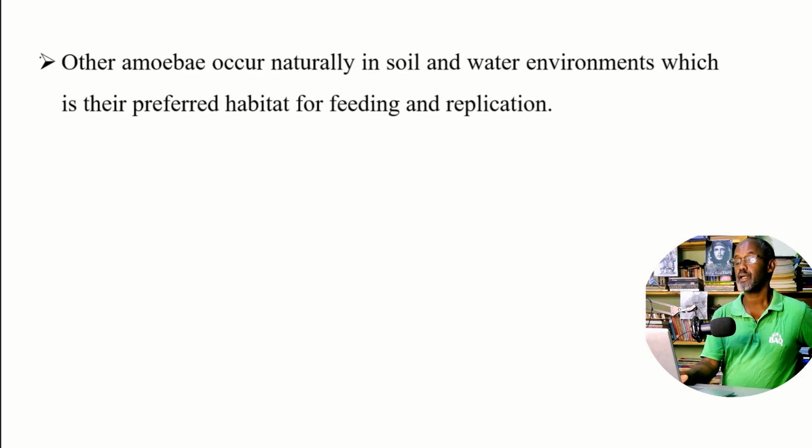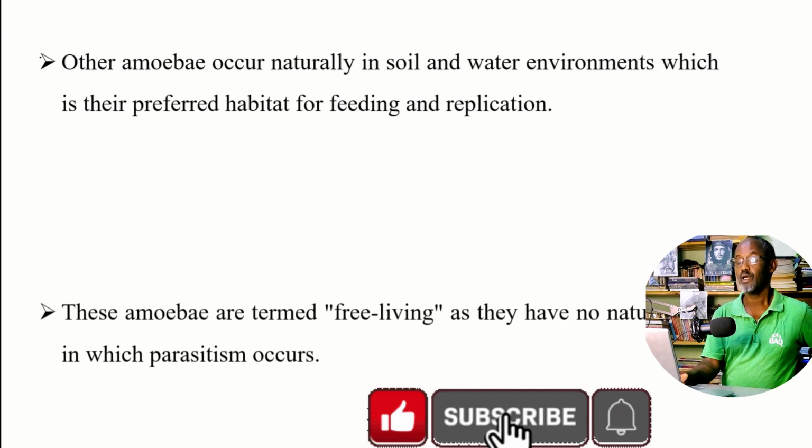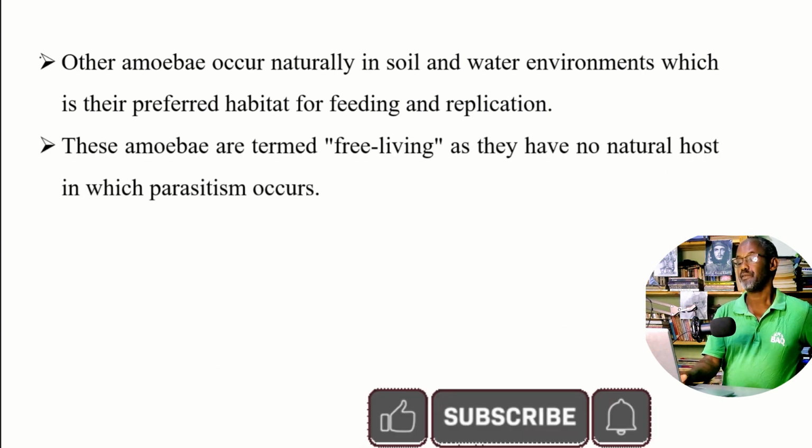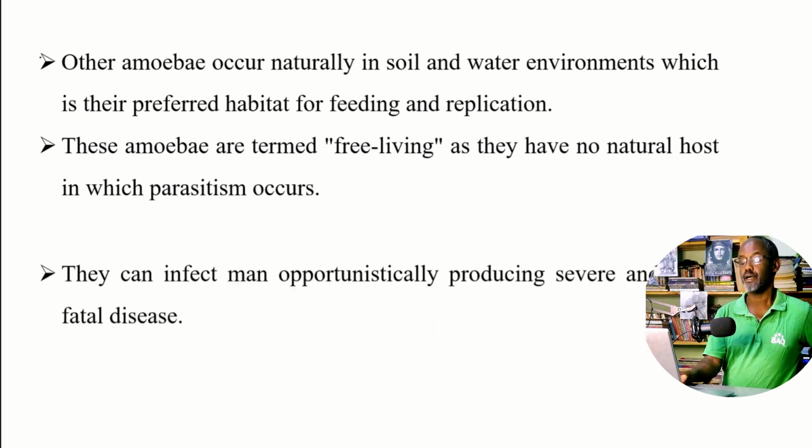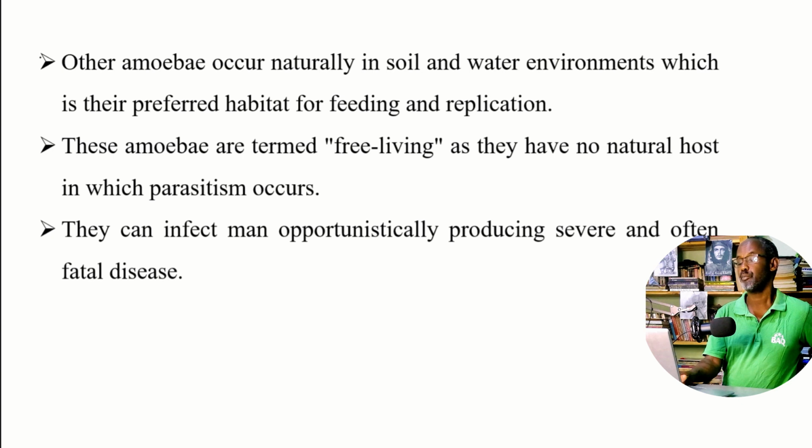Other amoebae occur naturally in the soil and water environments, which is their preferred habitat for feeding and replication. These amoebae are termed free-living as they have no natural host in which parasitism occurs. And they can infect man opportunistically, producing severe and often fatal disease. If they are living in water and soil, and they come in contact with the human body and get into their appropriate environment, the host, they can cause even fatal disease.